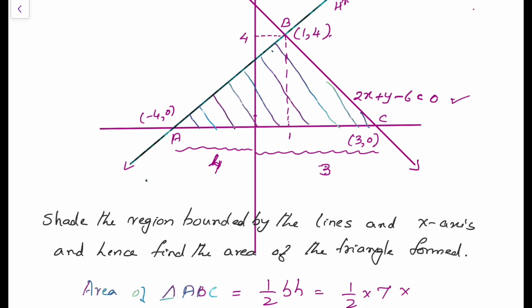So it is 7 into, now, height. Height will be the perpendicular distance from the vertex to the base. The base we are taking is AC, so the perpendicular distance from B to AC is this portion. I will put this point as D. So what will be the height now? The height will be this, on the y axis. So that is 4. So the answer will be 14 square units. Hope it is clear.